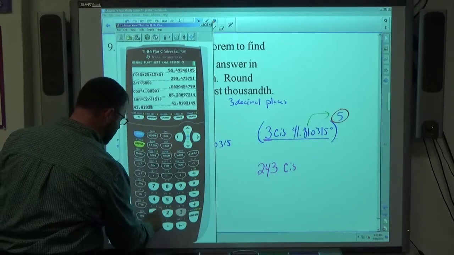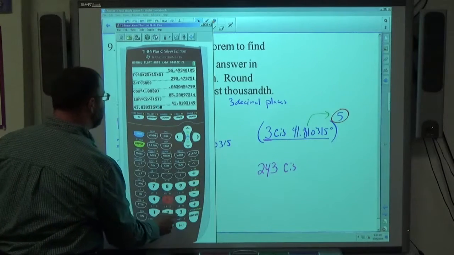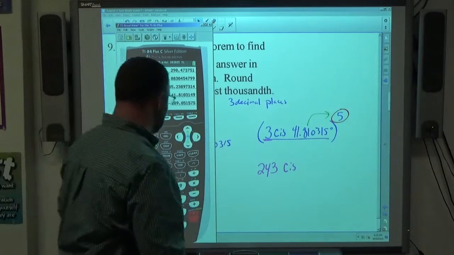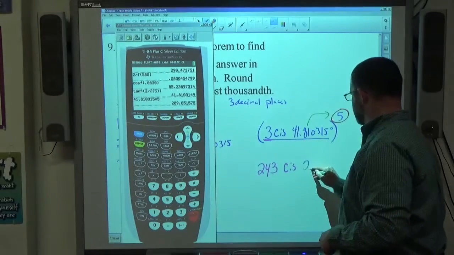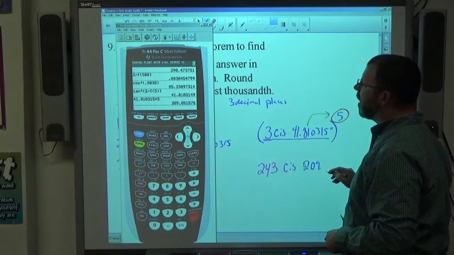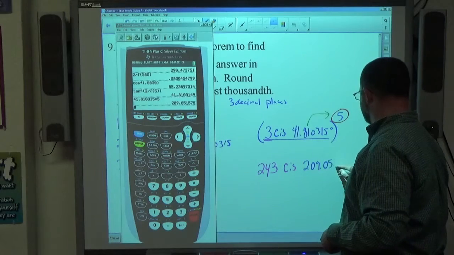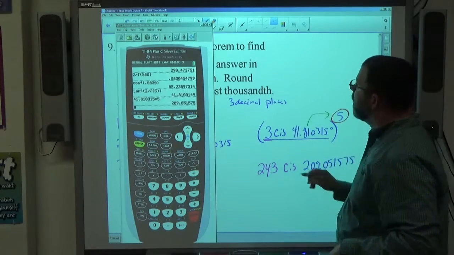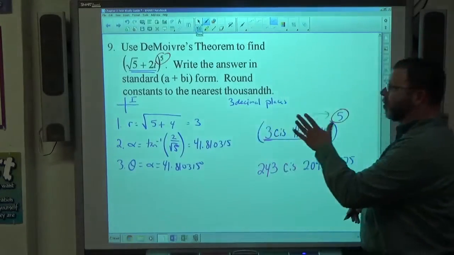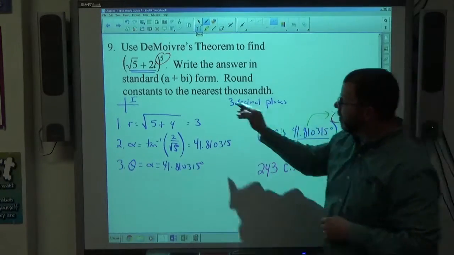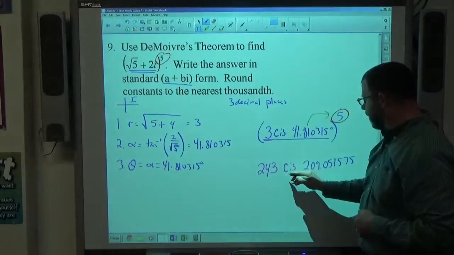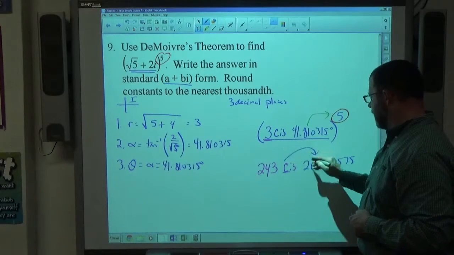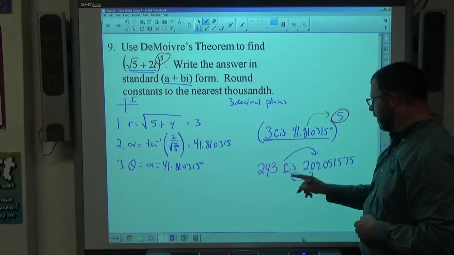So if I take 41.810315 times 5, that comes out to 209.051575. That's the correct answer in trigonometric form. We want the standard form, so the final thing I have to do is cosine of this angle, and i sine of this angle, times 243.